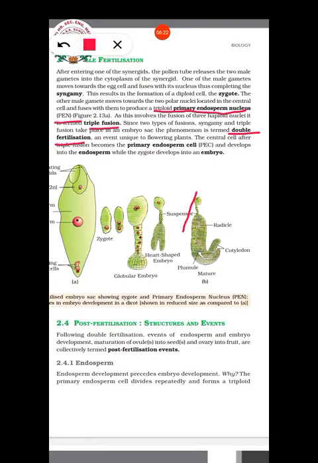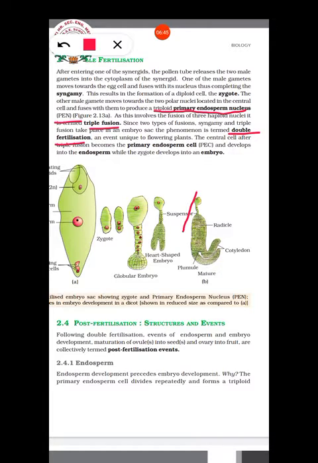synergids and egg cell. They are collectively known as what? The egg apparatus, which is located where? In the micropylar region. Do you remember all the structure? So there one of the male gametes fuses with the egg nucleus and forms the zygote. That process is known as what? Syngamy. The fusion of male and female gamete, and the result of syngamy is what?